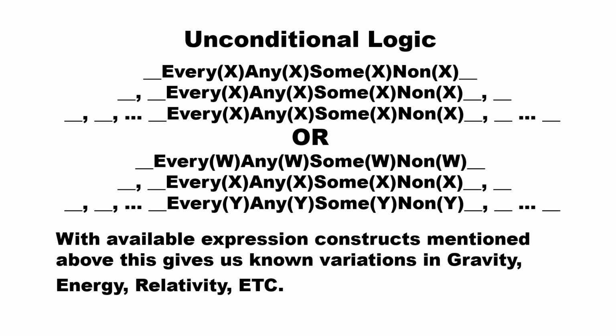And conditional logic can be shown with the following systems math expressions. Here I have complete expression, systems expression of object and/or objects. And a variation of the complete expression is shown in the second series of system expressions. I say with available expression constructs mentioned above, this gives us known variations in gravity, energy, relativity, and many other possibilities. And that's using numeric objects, principal objects 1, or pseudo objects n, or all the other variations in math constructs I've shown in this slide and prior slides.